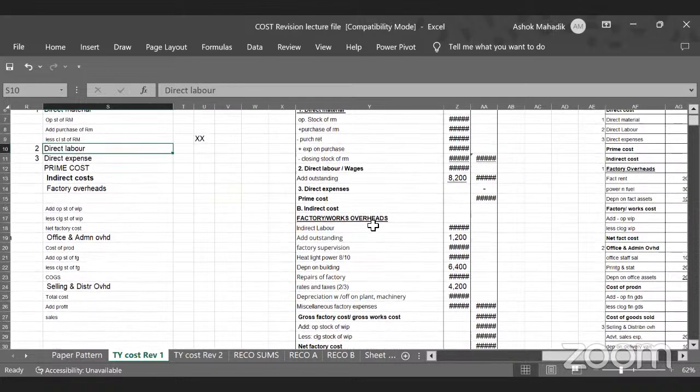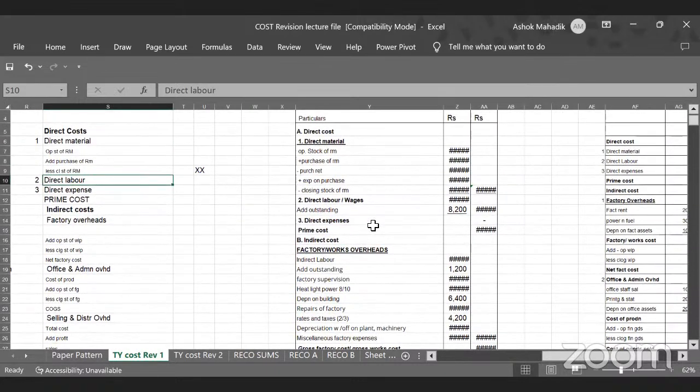Then second heading is direct wages or direct labor. In this, the maximum adjustment can be outstanding wages, so you have to add it to direct wages. Then third is direct expenses. Sometimes special plant hire charges will be given, so it will be under this head. Sometimes even expense on purchase can be shown under direct. Now the total of these 3 items is your prime cost.